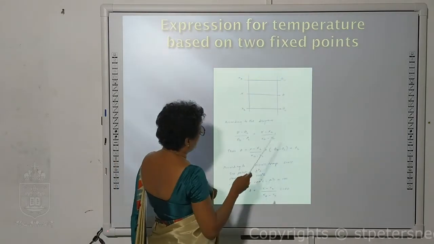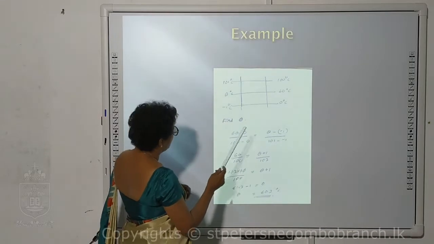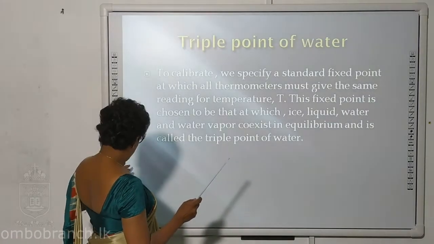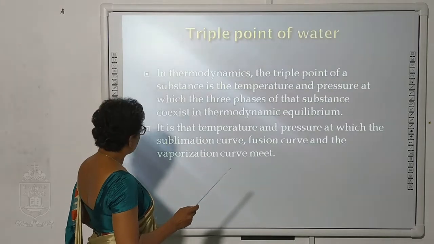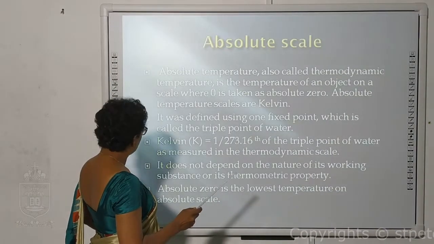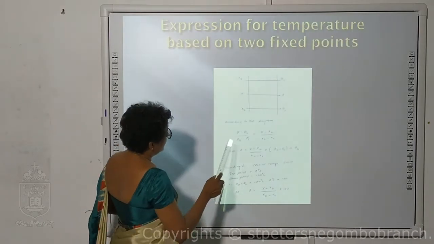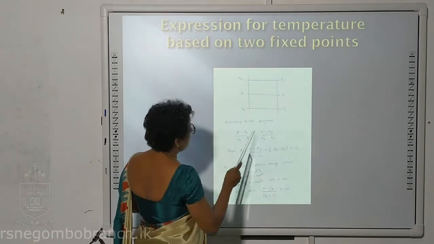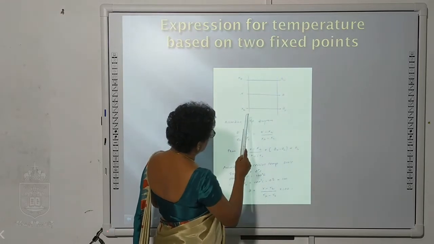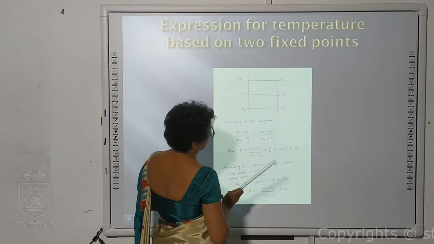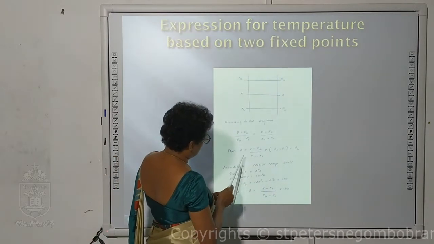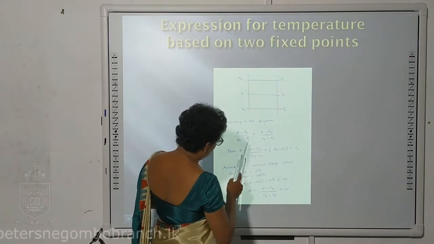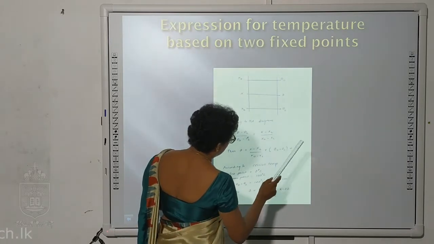Now according to the diagram, you can write theta minus theta l divided by theta h minus theta l equals x minus xl divided by xh minus xl. So from this, if you make theta the subject, you will get x minus xl divided by xh minus xl into theta h minus theta l, plus theta l.